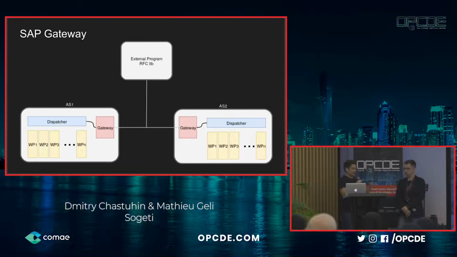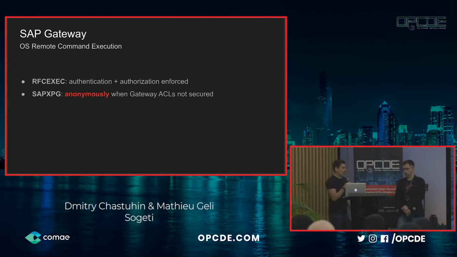So as I said, on this scheme or diagram, you can see that different application servers could have different logic, different work processes, but all communication goes through the gateway. So, there was a vulnerability in SAP Gateway that leads to remote code execution actually. And how does it work? Because there exist 2 legit ways to execute operating system commands through the gateway. It is 2 RFC functions.